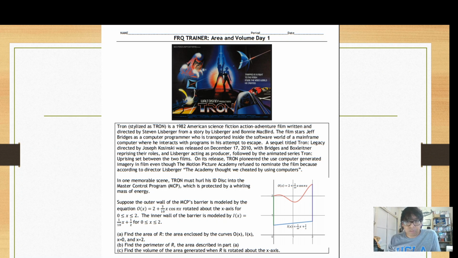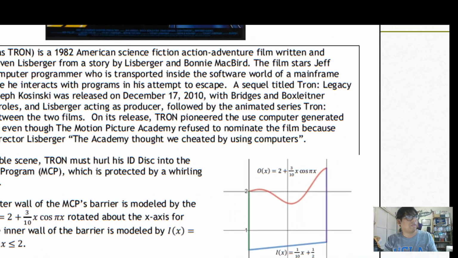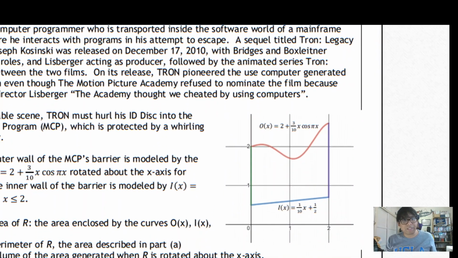As far as our problem goes, here's the idea. The outer wall of the MCP is modeled by the equations. We've got O, let me blow that up for you. That red line is the outside wall. And then I, the blue line down here, is the inside wall. Eventually they're going to be rotated around the x-axis. But this is a model of the cross-section, or one single cross-section of the MCP cone, or maybe half the cross-section, depending on how you're looking at it.